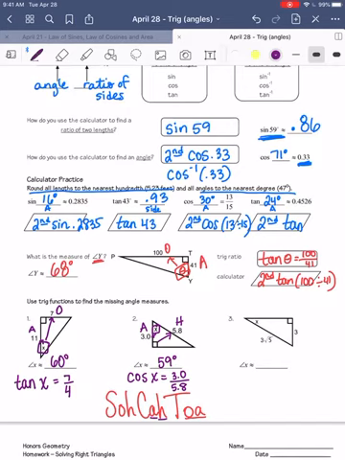Okay? And now this last one, here's our angle. So that's our opposite, and this is our hypotenuse. So O and H is sine. So sine of x equals O over H.